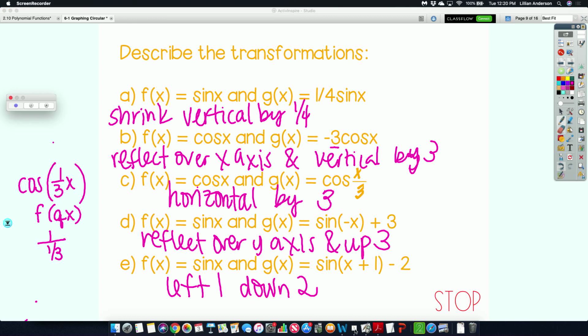And this is just part 1. In part 2, we're going to talk about more transformations, more combined. In part 3, we're going to be able to write the equations and graph them as well. Okay?